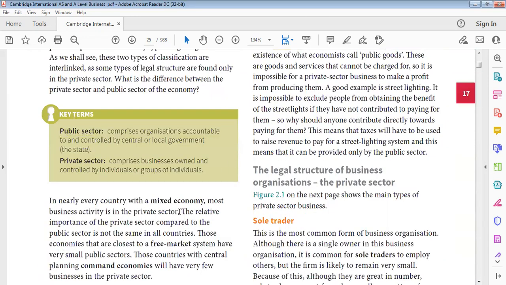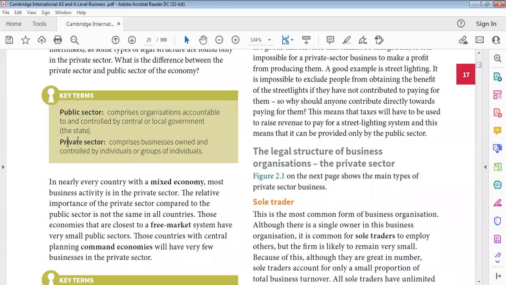All right, next thing, public sector and private sector. The public sector has to do everything with the government, right? Any organization that is owned and controlled by the government is called the public sector. And everything else falls in the private sector. That means businesses that are owned individually or as a group are called the private sector.